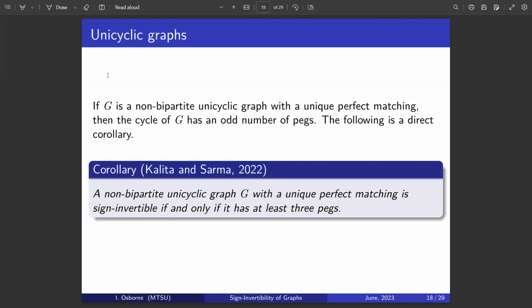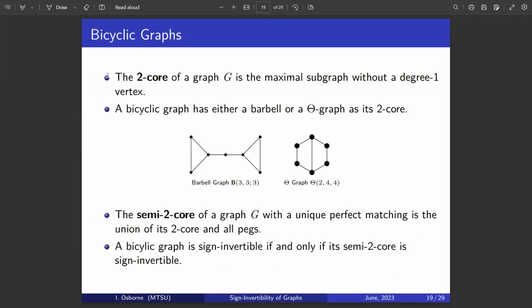Okay, and then this falls nicely into our results found by Kalita and Sarma in 2022, where they did the sign invertibility with 3 or more pegs. We extended that to include the special case with 2 pegs. Okay, and so now with that, we will move into the bicyclic graphs.